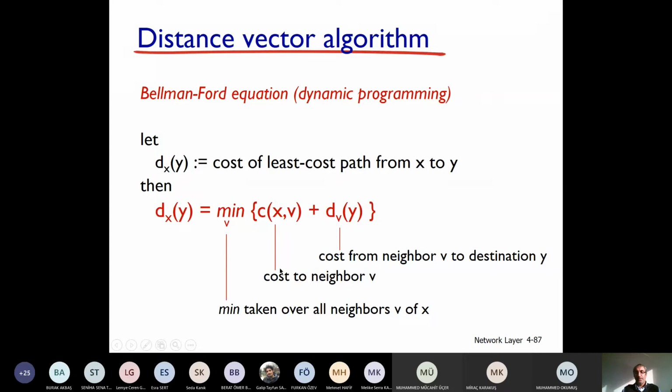The link cost from x to the neighbor v. But our destination is not v. Our destination is y. So we reach y through the neighbor v. That's why we calculate the first cost, which is the cost from x to v, our neighbor, and from the neighbor to the destination, which is dv of y, the cost from neighbor v to the destination y. When you sum this up, you come up with an end-to-end cost, and we take this over all neighbors v of x. So we calculate this value for all the neighbors, and among these we select the minimum one. So that's how the distance vector algorithm works.